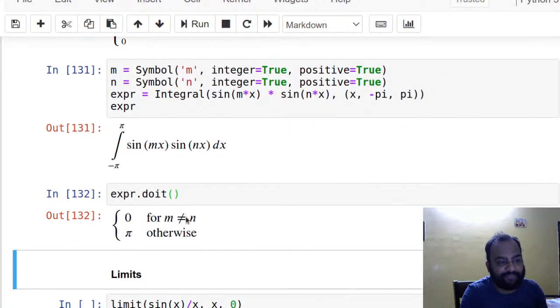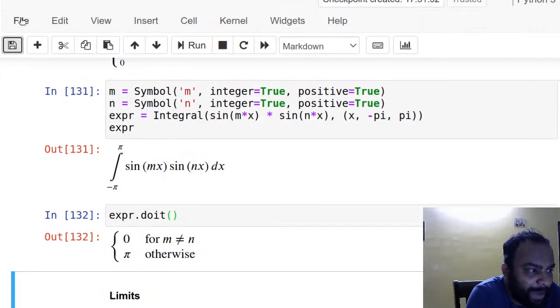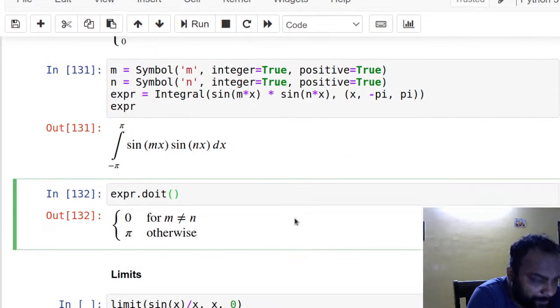See, now it gives me a much better result. It says that the result is 0 if m is not equal to n, and the result is equal to pi otherwise. What is the otherwise condition? Of course, when m is equal to n, right? This is what we are looking for. So when m is equal to n, the result is pi. When m is not equal to n, the result is 0. We know this from the context of Fourier series. So this is pretty intelligent, and this package has been developed by pretty intelligent people.